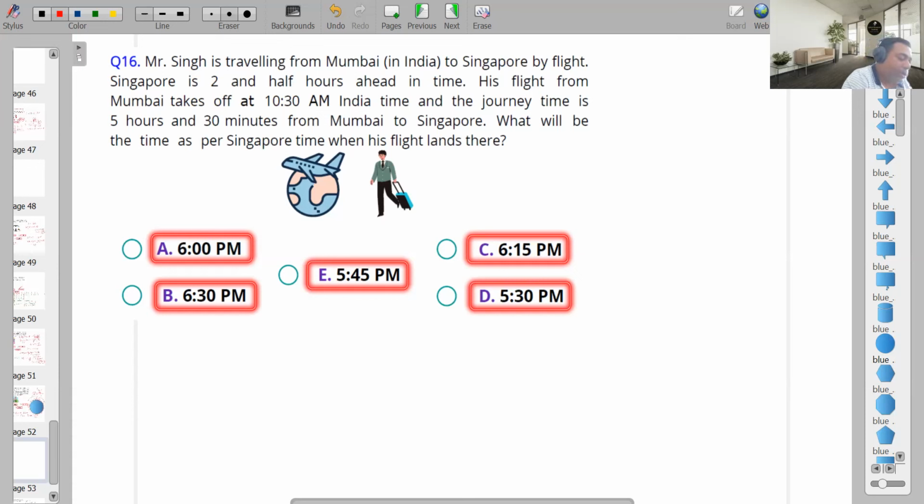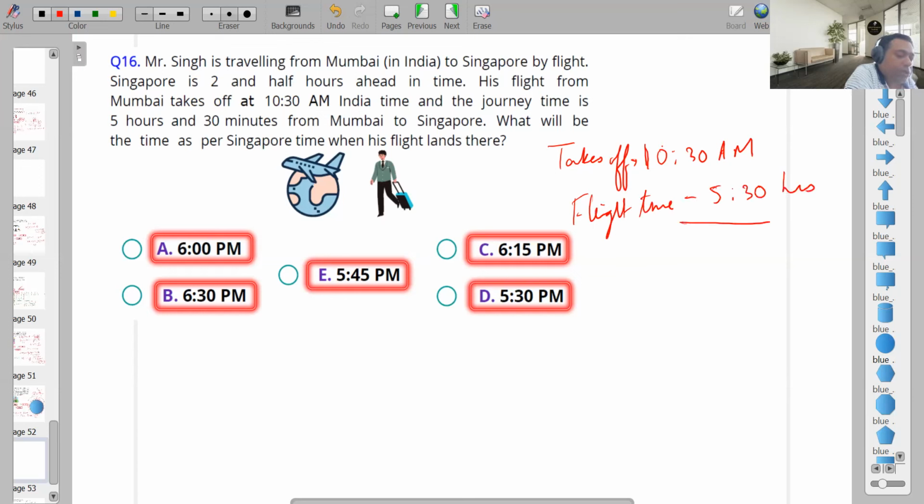Okay, so we can do it in two different ways. One is that, let's say, we calculate the time first in terms of India time only. So his flight takes off at 10:30 a.m. Okay, flight time as we saw is 5 hours and 30 minutes. Okay, if we add it up, what will we get here? We'll get 4 p.m. India time, because 10:30 plus 1.5 hours is 12 noon, and then another 4 hours is 4 p.m.